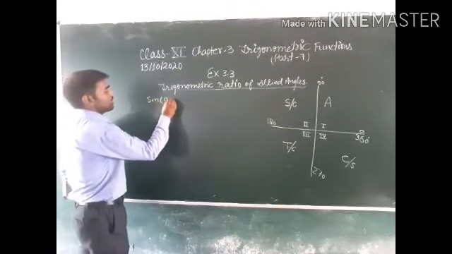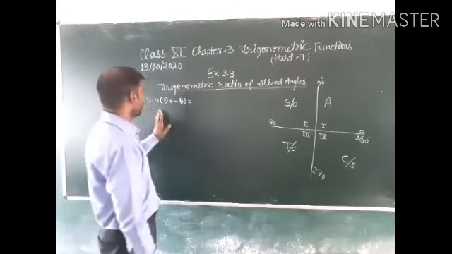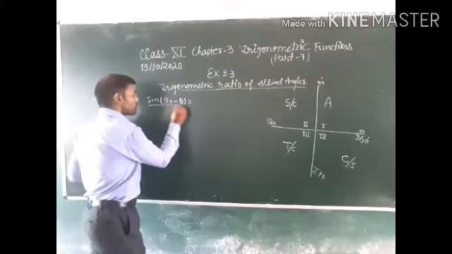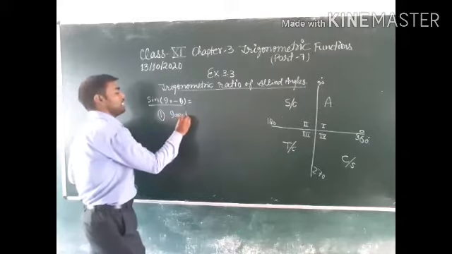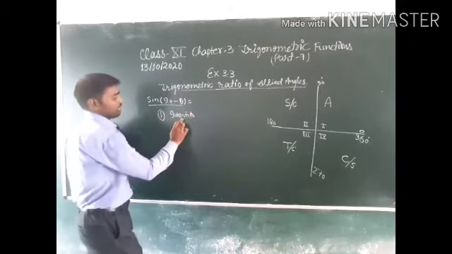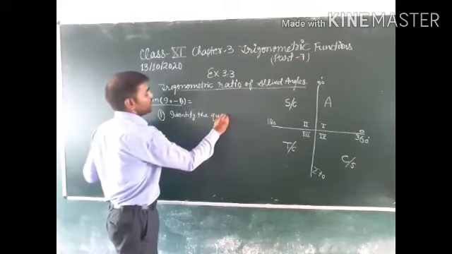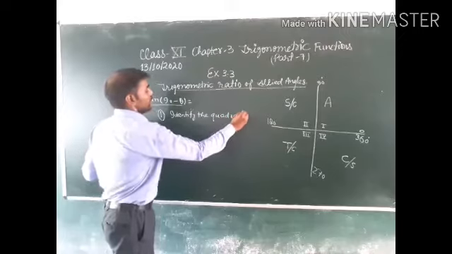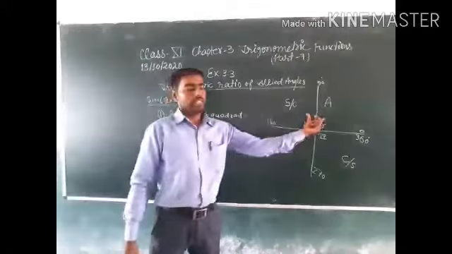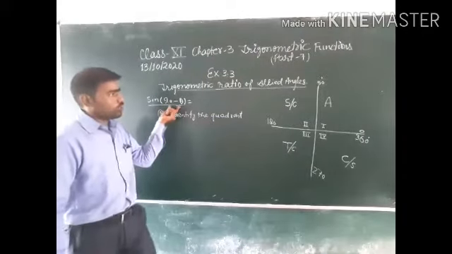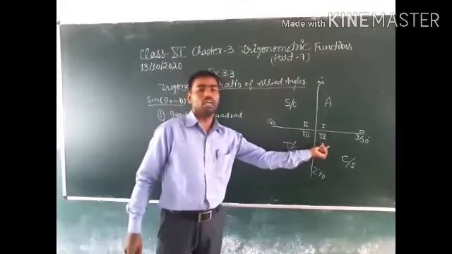So how can we write sin 90 minus theta is equal to cos theta? First of all, identify the quadrant. It means this 90 minus theta belongs to which quadrant: first quadrant, second quadrant, third quadrant, or fourth quadrant?